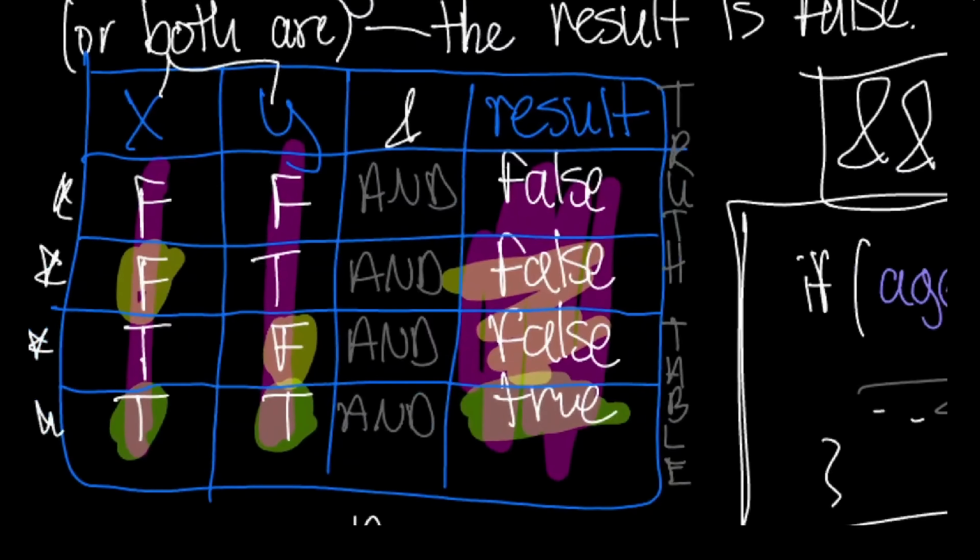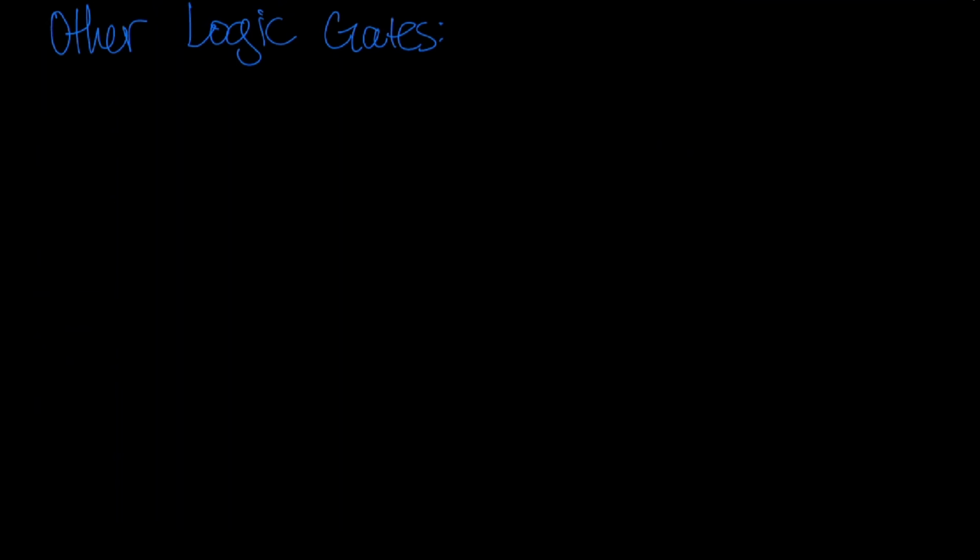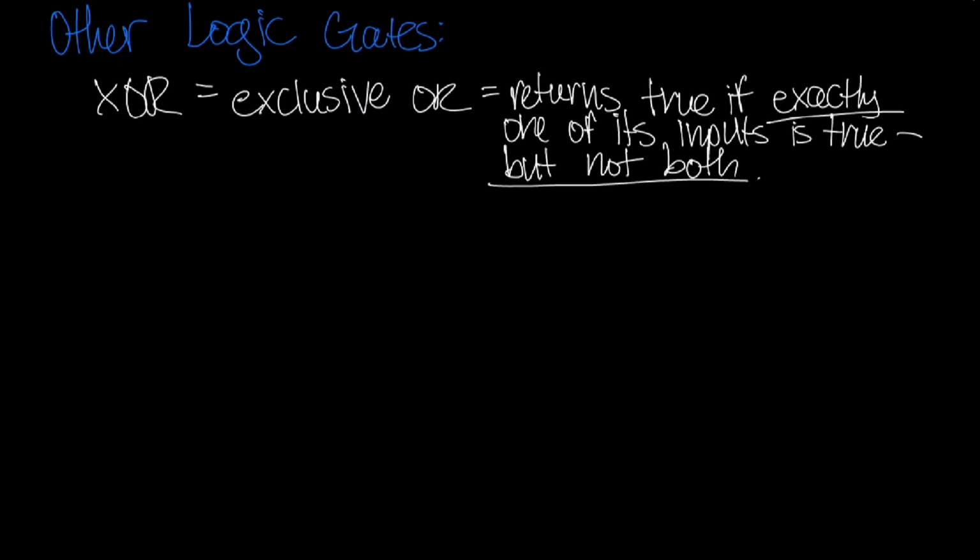Now there's tons of other logic gates. There's stuff like NAND, NOR, XORs, XNORs. There's a bunch of different ones. However, the only one that I really want to touch on is the XOR one because I feel like it's really useful. So the XOR can be interpreted as the exclusive OR. The XOR returns true if exactly one of its inputs is true, but not both. That last statement is really important to what makes an XOR an exclusive OR.